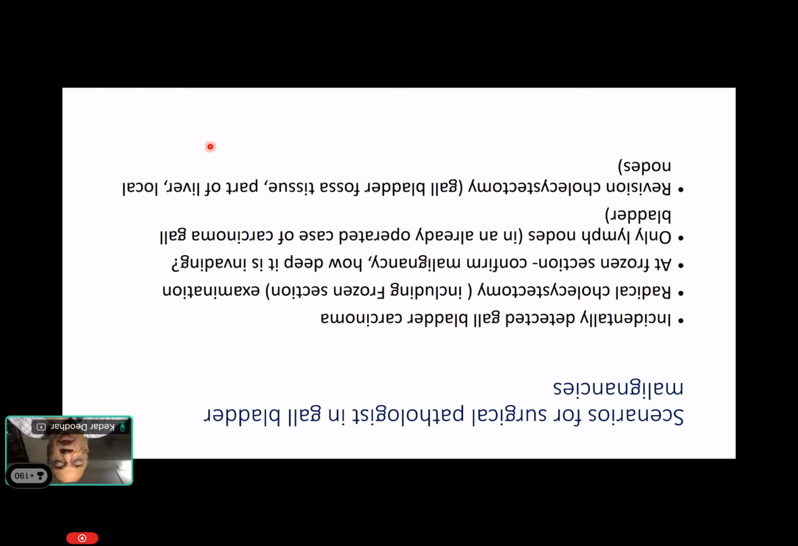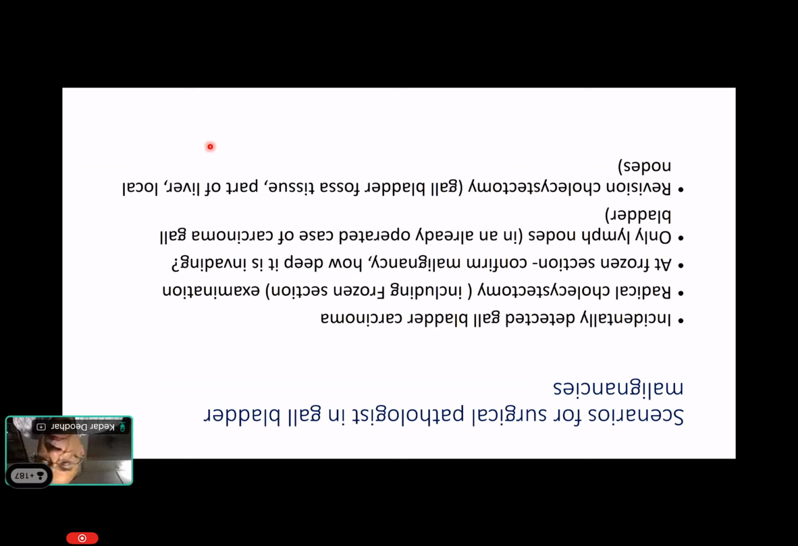So the scenarios for surgical pathologists in gallbladder malignancies are that either we face an incidentally detected gallbladder cancer, or we look at a radical cholecystectomy, where there is a fair amount of suspicion of malignancy on the radiology, and that's why we receive not only the gallbladder but also the local nodes and a part of the liver parenchyma. We do see frozen sections in our hospital to delineate whether cancer is present or not, and if it is, how deep it is going. Can we tell that on the frozen section slide?